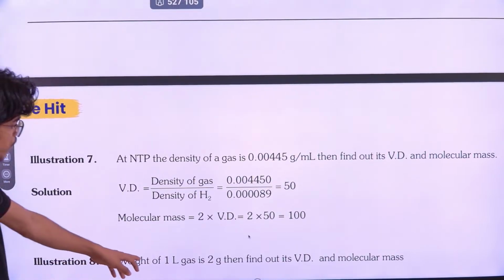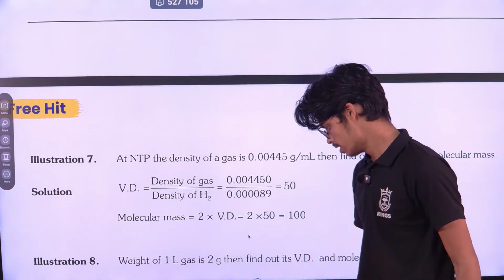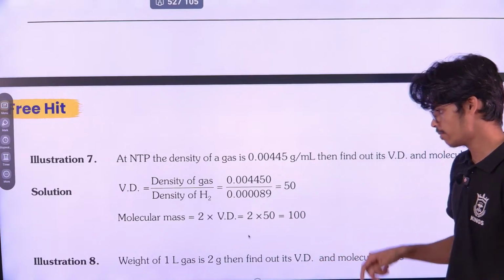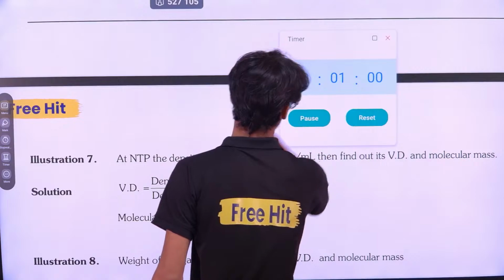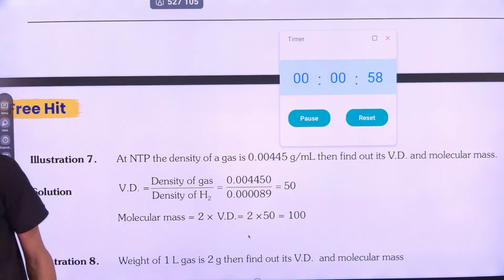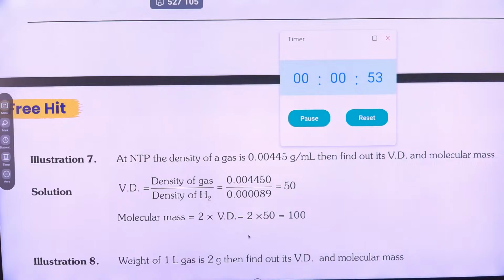Again, weight of 1 liter of gas is 2 gram. So 1 liter of the gas is weighing 2 gram. Then find out its vapor density and molecular mass. Guys, try to do it quick. Tell me, guys. Priya Jyoti, very good for the previous question. Try to do this question, Priya. Weight of 1 liter gas is 2 gram. Then find out the vapor density and molecular mass. Tell me.